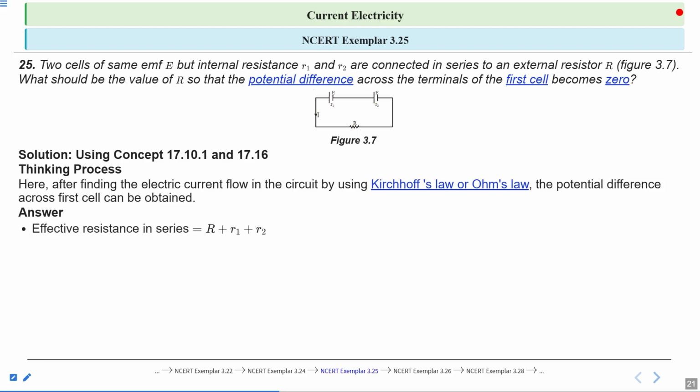Effective resistance in this case, now there is internal resistance R1, internal resistance R2, and there is external resistance capital R. They all are in series. So effective resistance in series will be capital R plus small r1 plus small r2. Effective EMF of two cells. Now cells are connected like the positive terminal is connected to negative terminal of another cell. Okay, so they are connected correctly. So their EMF will get added simply. So E plus E, which is 2E.